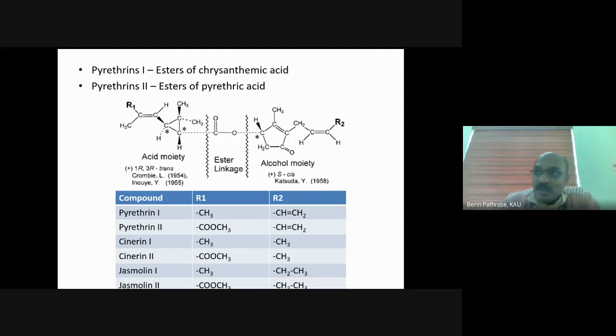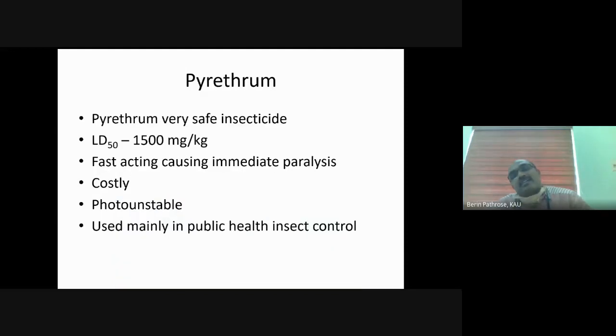So this is how the basic structure of a natural pyrethrin looks like. Now we will see what are the characters of a natural pyrethrin. All these pyrethrins together we call pyrethrum, the molecules. It is extremely safe. LD50 is 1500 milligram per kg. That's why it is still used for human pest management, for medical entomology purposes, for mosquitoes, impregnation, etc. Pyrethrum is still used.